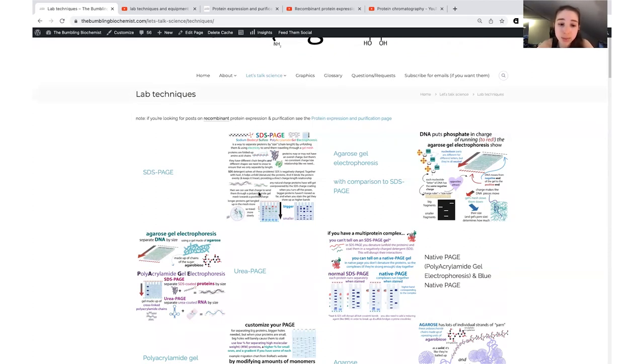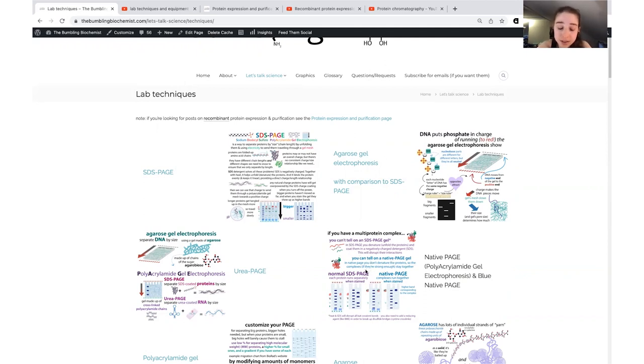If you want to know more about their shape or who they're traveling with, when you do SDS-PAGE, you're also breaking up any interactions between proteins. If you run a native PAGE, you're not using the SDS. Instead, you are using their natural shape and their natural charge.